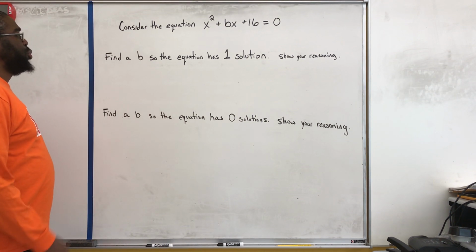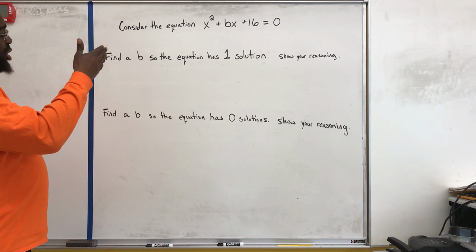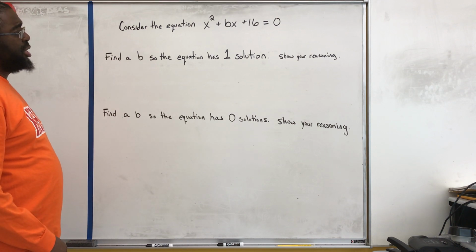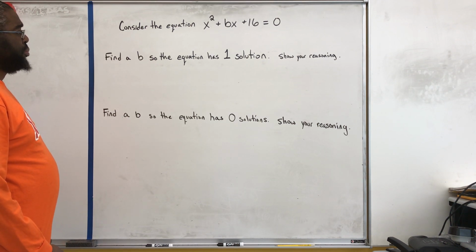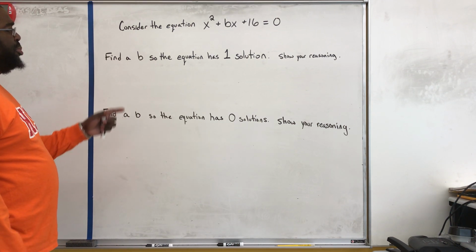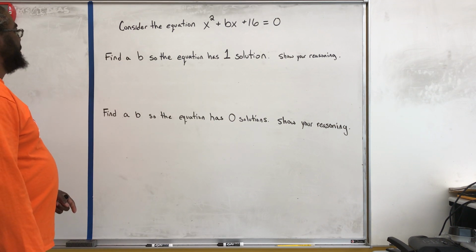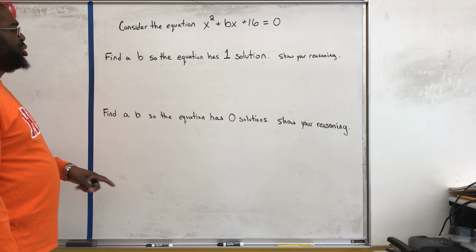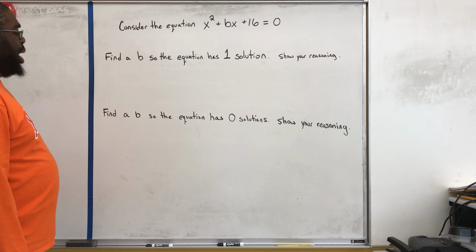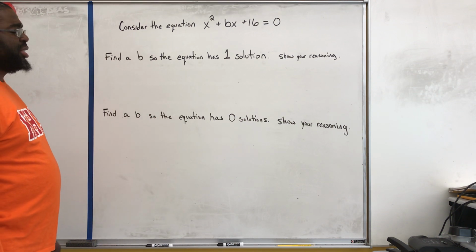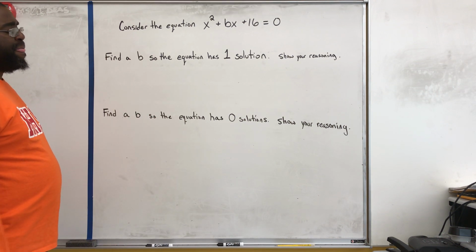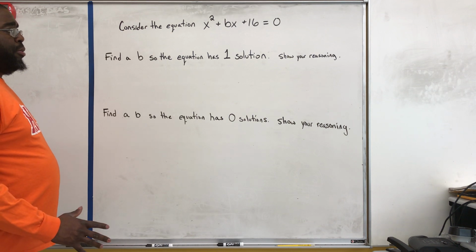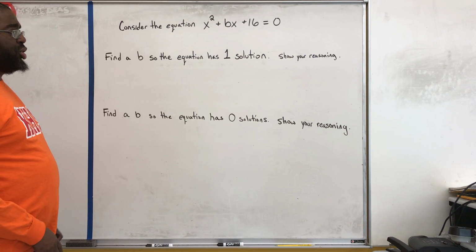So we're going to look at the question. Consider the equation x squared plus bx plus 16 equals 0. They've given us a quadratic equation, but they didn't tell us what b was. They're asking us to find a b so that the equation has one solution, and then find a b so that the equation has 0 solutions. Okay, so this is a discriminant question.